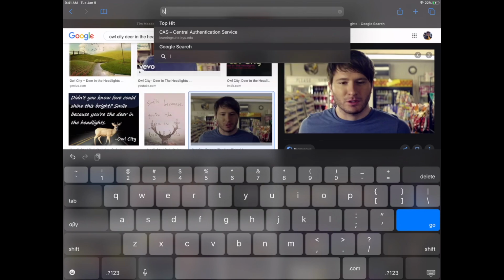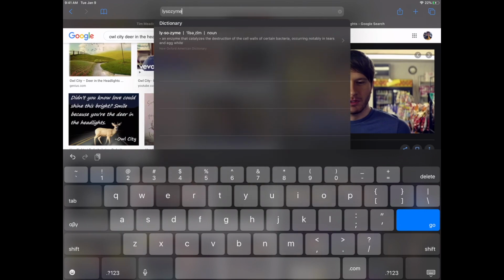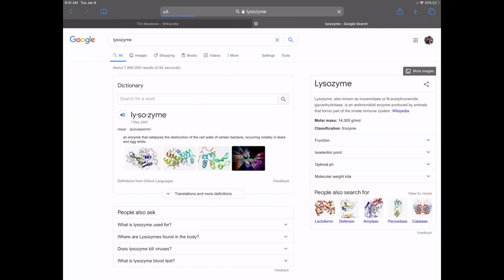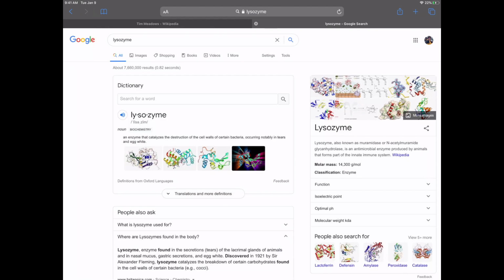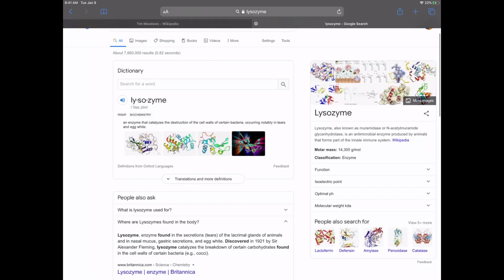Let's see, lysozyme. Occurring notably in tears and egg white. So yeah, where are lysozymes found in the body? Secretions of lacrimal glands of animals, nasal mucus, gastric secretions, and egg white. So lysozyme is found in tears and snot.